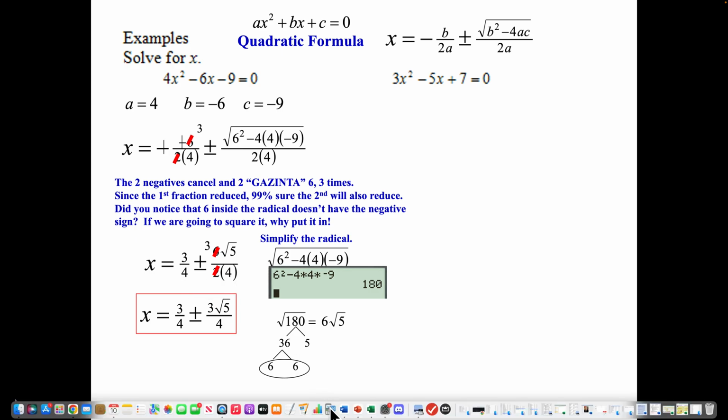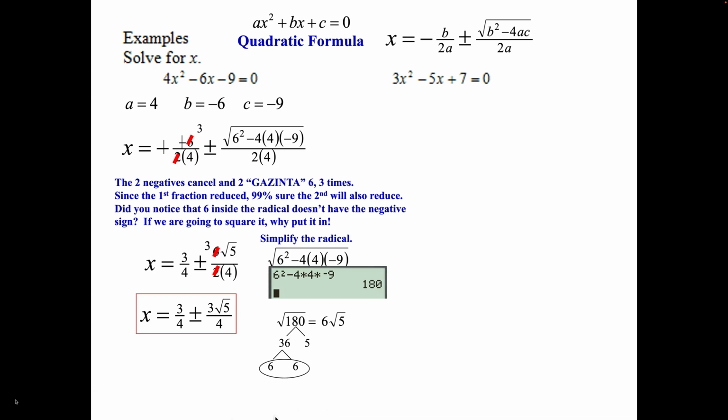Let's see, I want to get my calculator out for this one as well. I want to show you a calculator trick here. Okay, so here A is 3, B is -5, and C is 7. We're going to enter these into our formula just like we did over here. So negative 5 on the top, 2 times 3 on the bottom, plus or minus. Again, notice the B always goes in as positive. 5 squared minus 4 times 3 times 7. Keep that same 2 over 3.